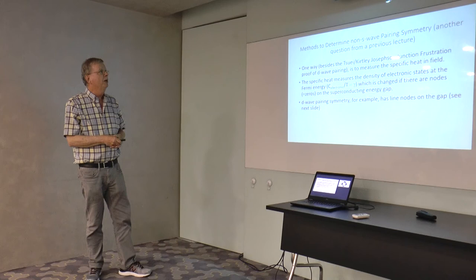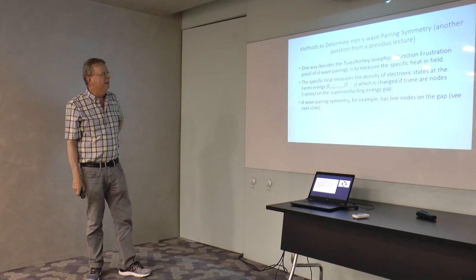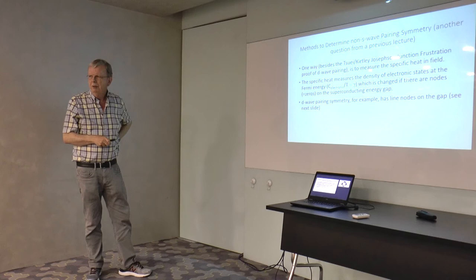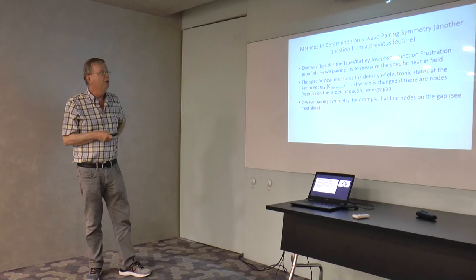Okay, so there was another question. This is my last question from a previous lecture that I'm answering in this lecture. From Yvonne, I believe. What are some other methods for showing non-S wave pairing symmetry? And we talked about the Suey-Kirtley method, which is horribly complicated. Is there some easier way? Well, it's all hard. So I measure specific heat for a living, and let's talk about that as a method.